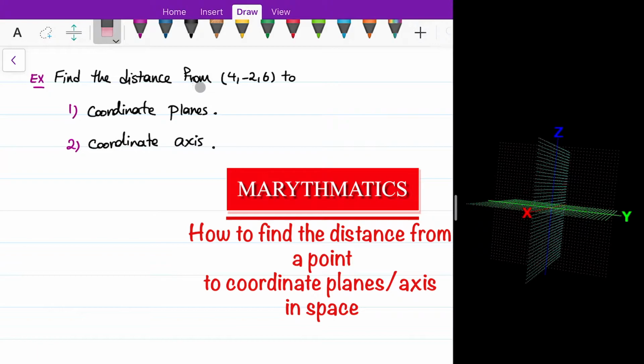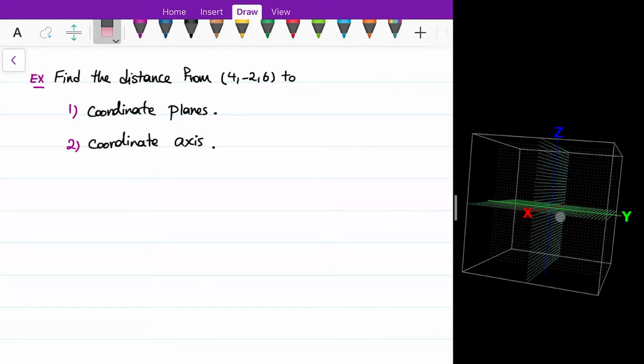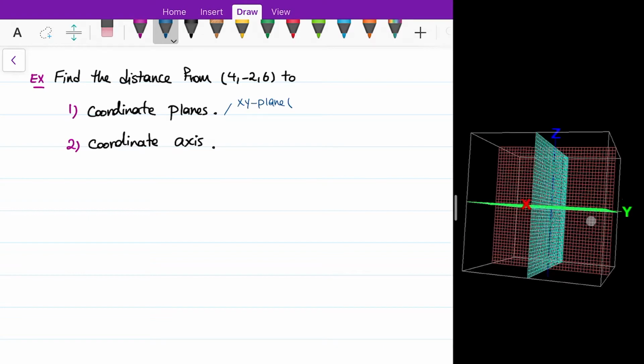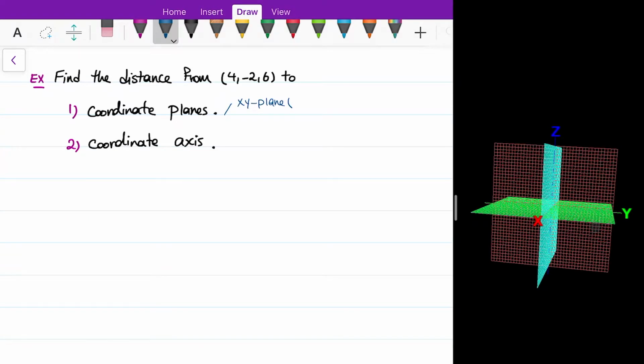We would like to find the distance from the point (4, -2, 6) to the coordinate planes and to the coordinate axes. What are the coordinate planes? Coordinate planes, as you see in the picture, one of them is the XY plane. The XY plane is the horizontal one, the green one, when z is equal to 0, as you see here. When z equals 0.